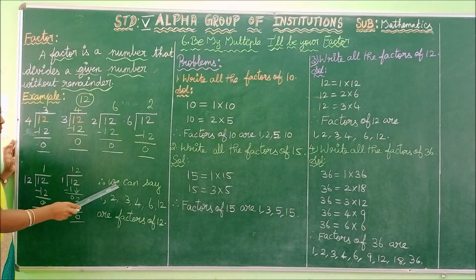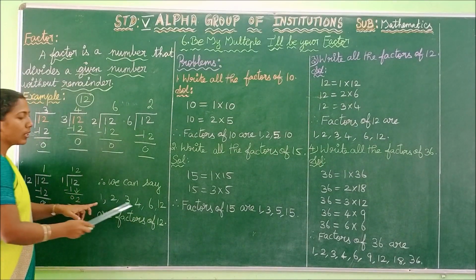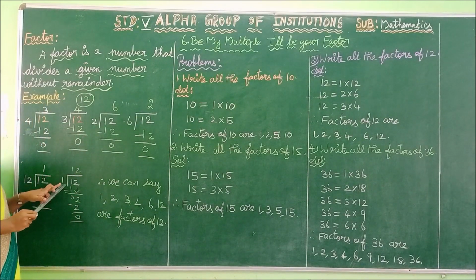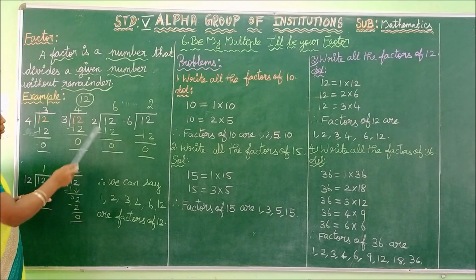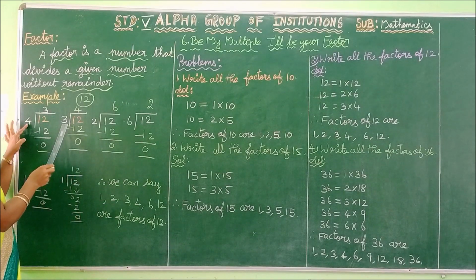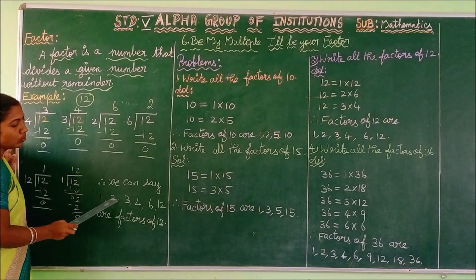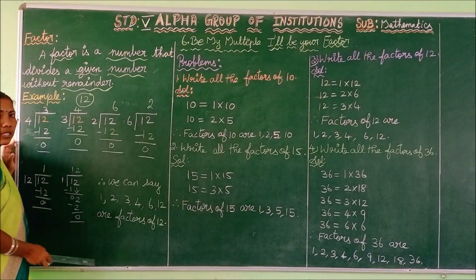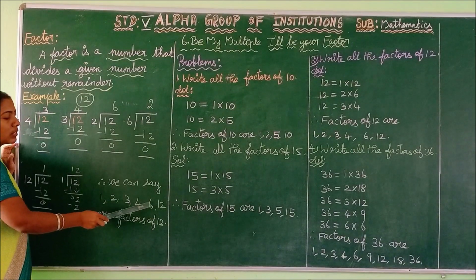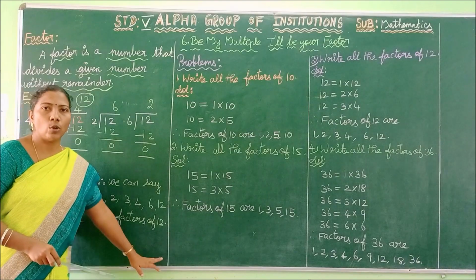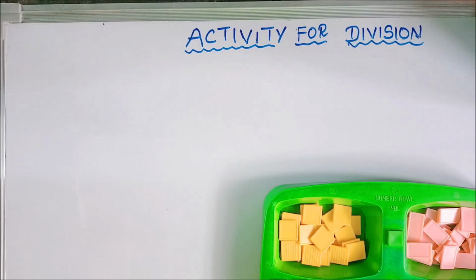See here, children. You have to write these divisors in ascending order, that is small to big. First you write the smallest number, that is 1, and then 2, then 3, then 4, next 6, 12. Thus, these 6 numbers, 1, 2, 3, 4, 6 and 12, are said to be the factors of 12. Is it clear, children?